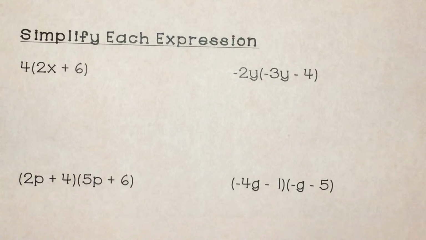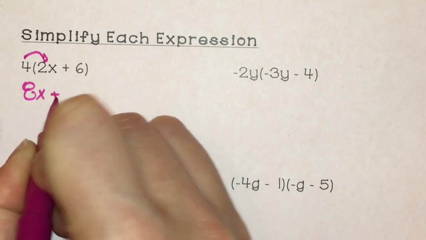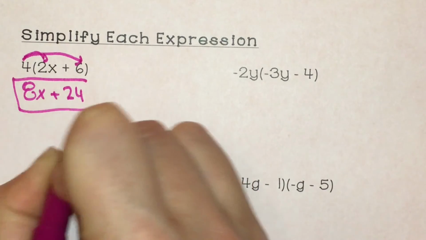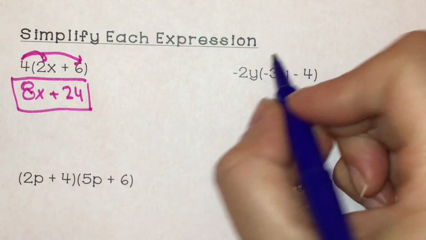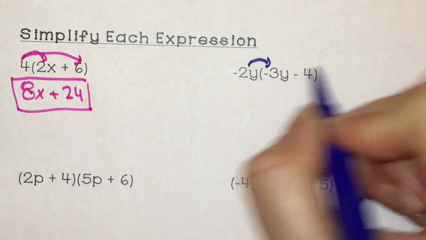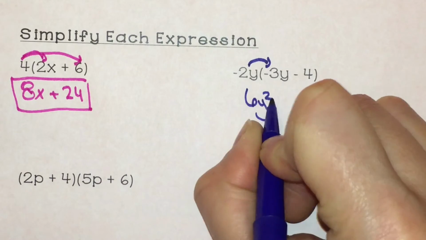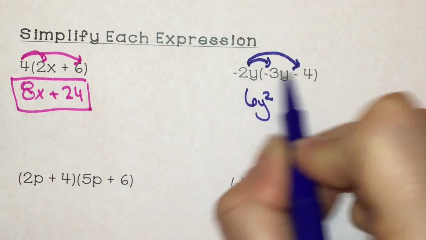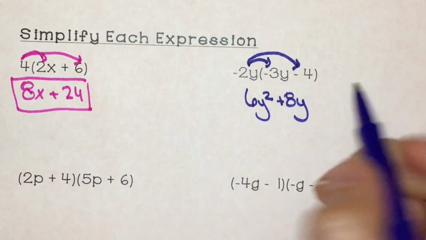Okay, so we have 4 times 2x, 8x, plus 4 times 6 is 24. And again, if you want to write out that middle step, go ahead and do it, especially if it helps you out. Negative 2y times negative 3y. Negative 2 times negative 3 is 6, and y times y is y squared. Negative 2y times negative 4. Negative 2 times negative 4 is positive 8. And we have just the y, so 8y.